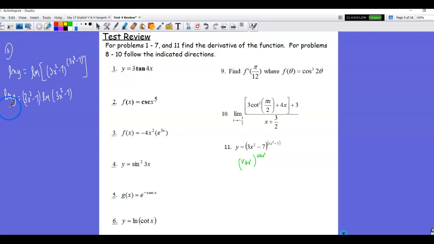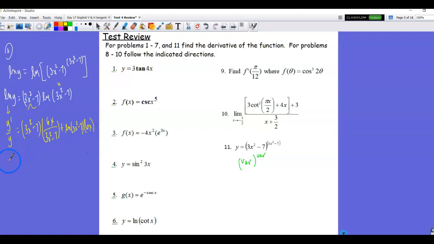Now I'm going to go to calculus, and the derivative of ln of y is y prime over y. On the right-hand side, I have a product. So I'm going to have the first function, 3x squared minus 7, times the derivative of the second. So that's a u prime over u. So u is equal to 3x squared minus 7. U prime is 6x over 3x squared minus 7, plus the second function, which is ln of 3x squared minus 7, times the derivative of the first. And the derivative of that is 6x.